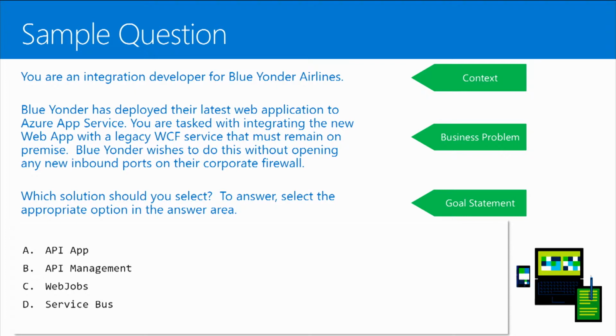So we want to integrate with a legacy WCF service, but we can't open any new ports. So that cuts out what? API app, API management. I don't even know what WebJobs is doing in this list. So it's really easy. We'll just isolate this down to Service Bus because we can use a relay and we're pretty good there.